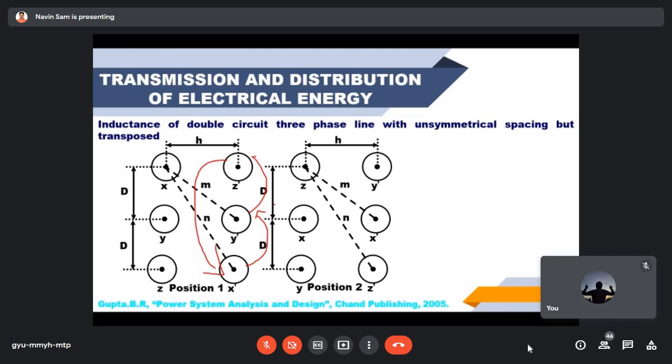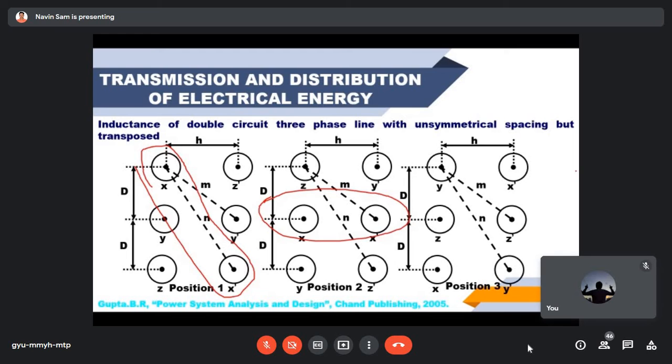Now, in the first position, if you look at this, X and X dash, the same phase conductors, take this position. In the second convention, it is taking this position. Third convention, if you draw it, the third convention is going to be this one. That's it.